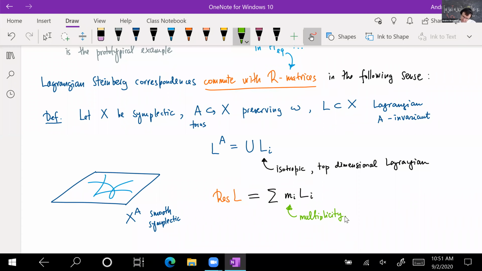And so what is that multiplicity? So if I look at the general point of each one of these components, then okay, this is Lagrangian. And then if I look at the normal bundle, it is also symplectic. So then there is this normal bundle. And so in that normal bundle, I will have some also Lagrangian thing.